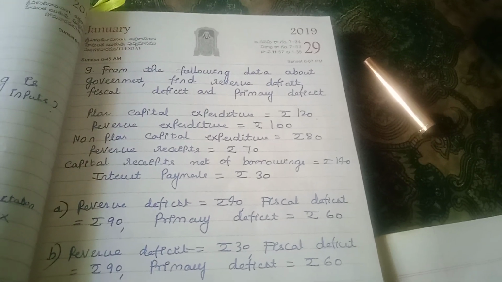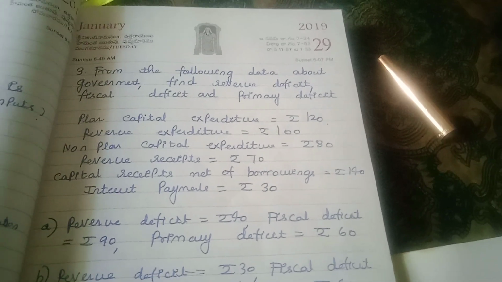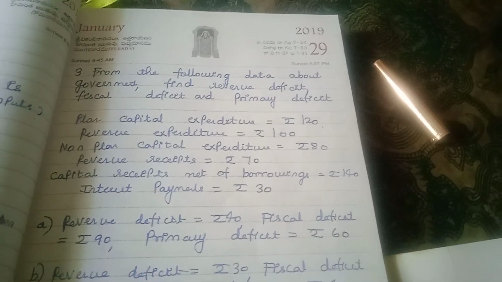ICO Class 12 problem questions. From the following data about government, find revenue deficit, fiscal deficit and primary deficit.